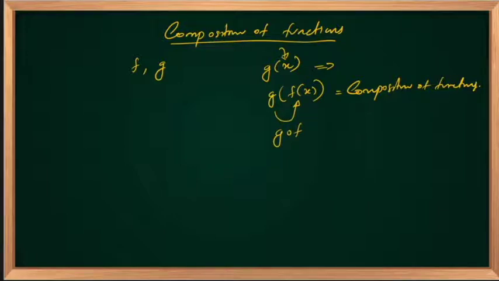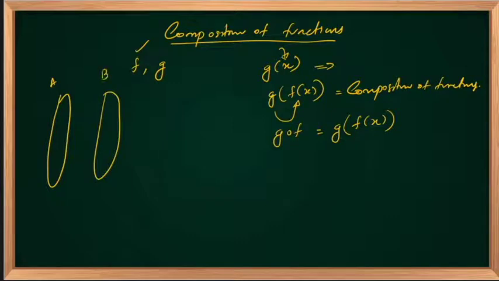You should understand that g composition f is nothing but you are taking the output of the function f as the input of g. Okay, how can we represent this diagrammatically? For example, f is a function from A to B. You have A here, and you have B here, and let me write this as 1, 2, 3, and here let's assume you have a, b, c. Let's assume this is the mapping you have got. So this is the function f.